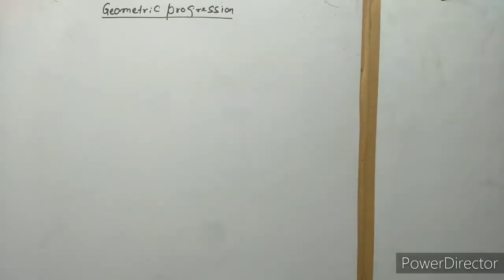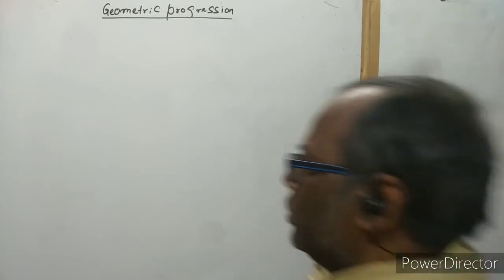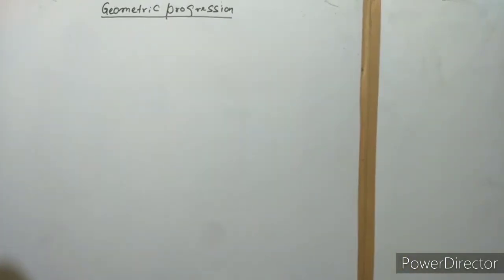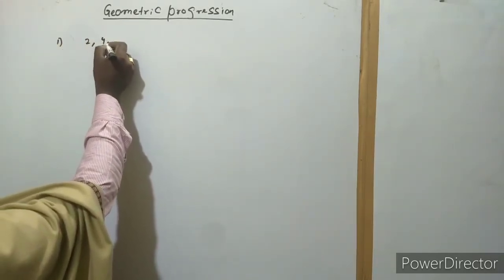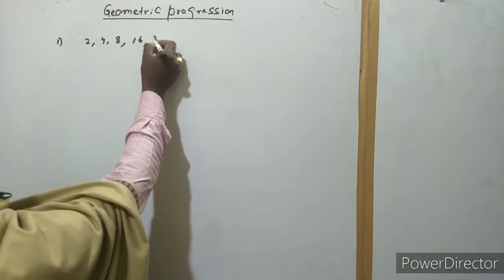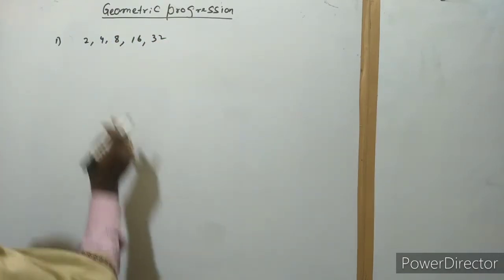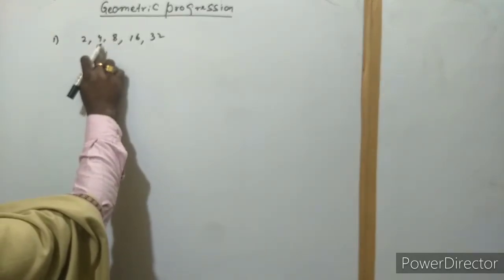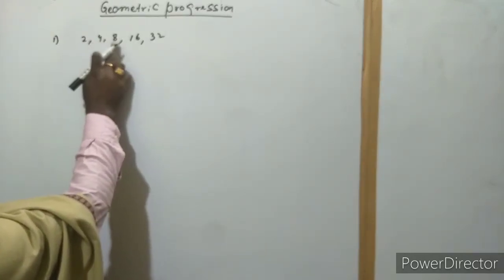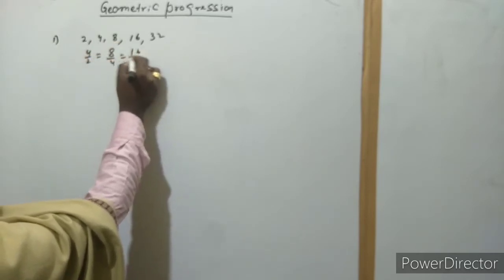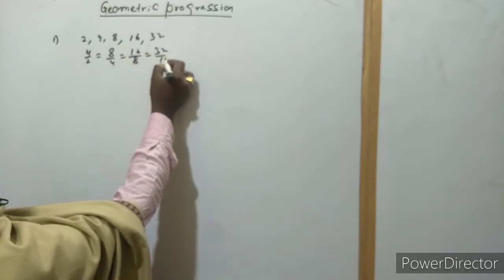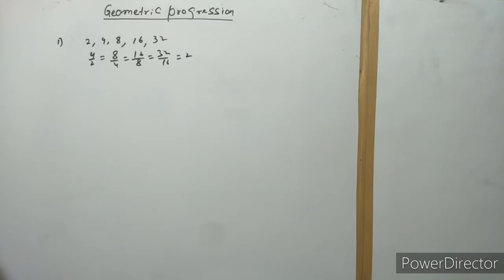Today this is the chapter about the geometric progression. Now see what series is called geometric progression. If the numbers are, for example, 2, 4, 8, 16, 32, there is a ratio: second by first, third by second, like that. 4 by 2, 8 by 4, 16 by 8, and 32 by 16. The ratio is the same. So this is called the common ratio.